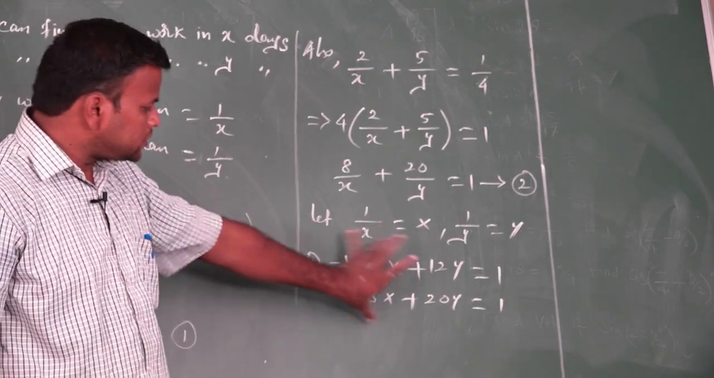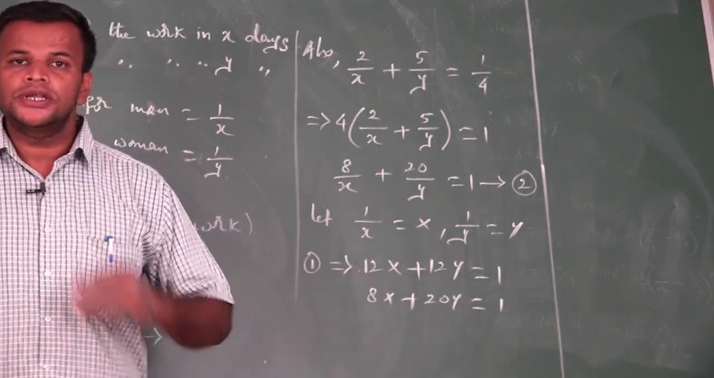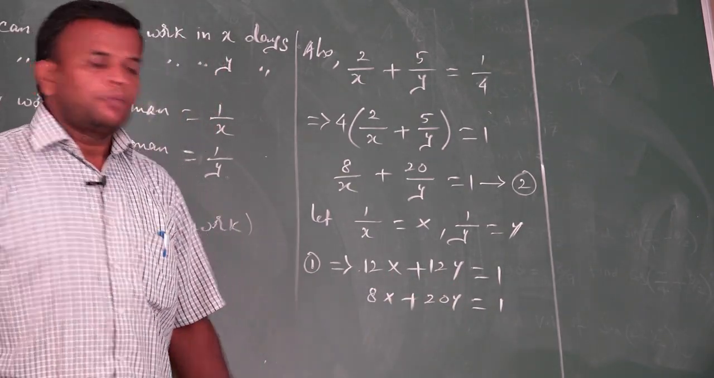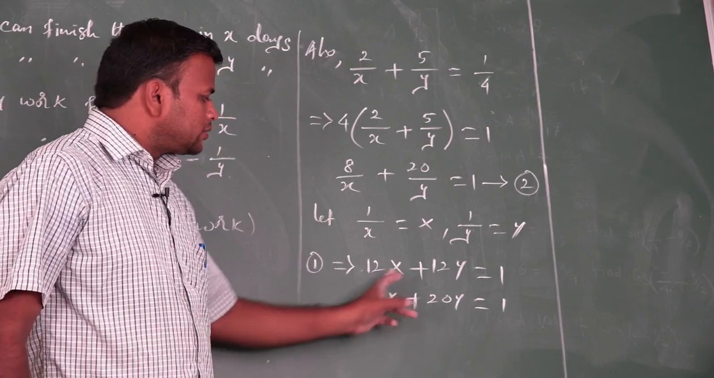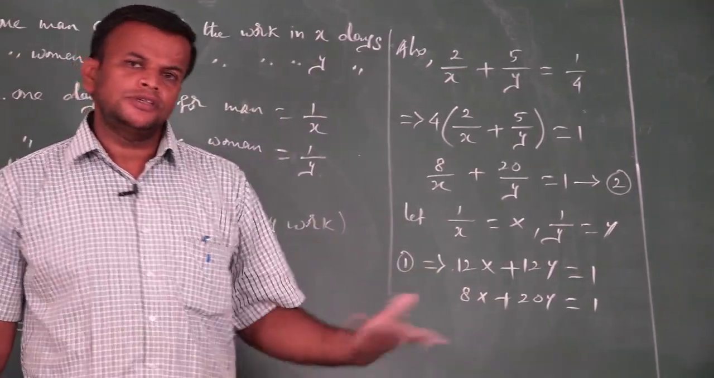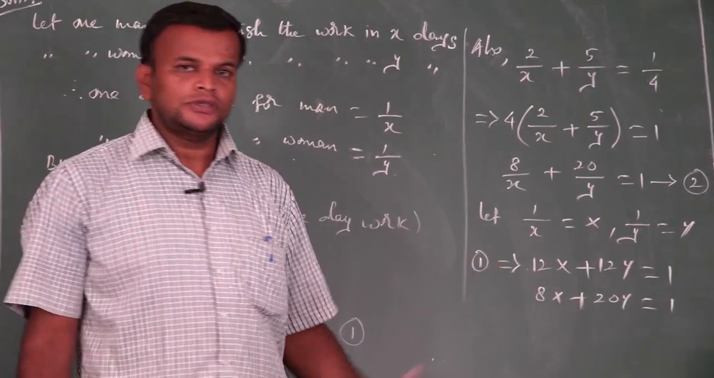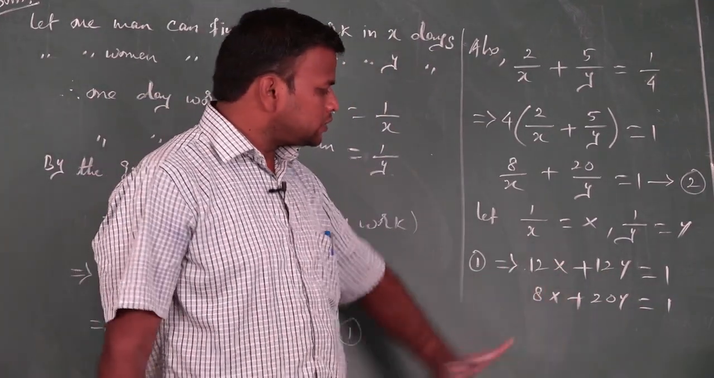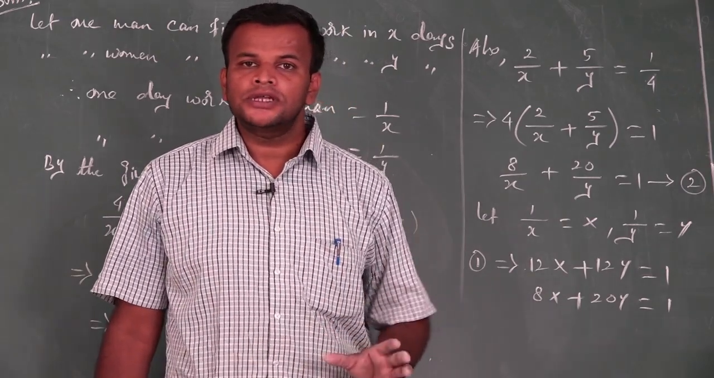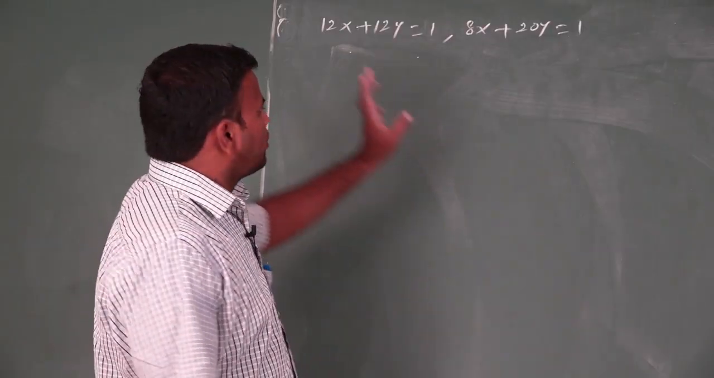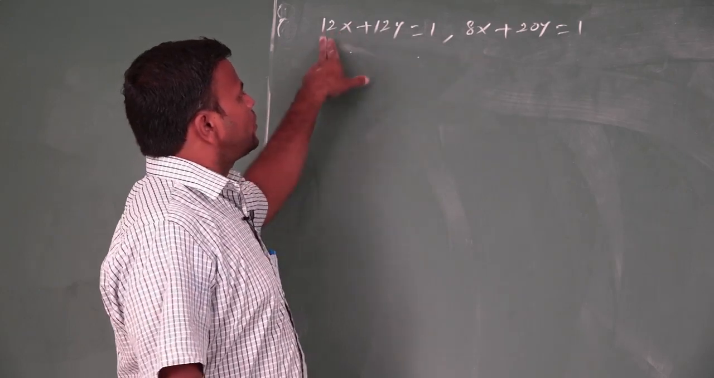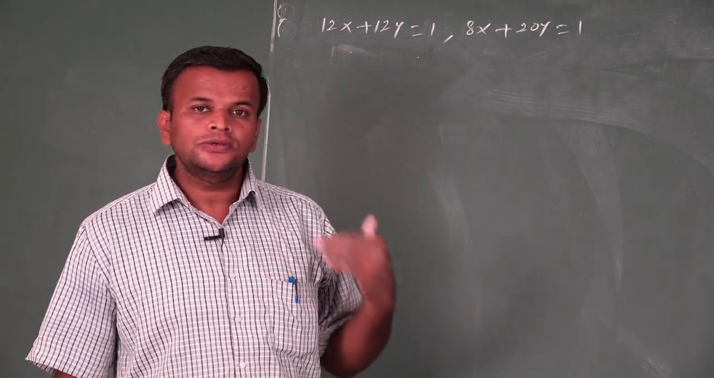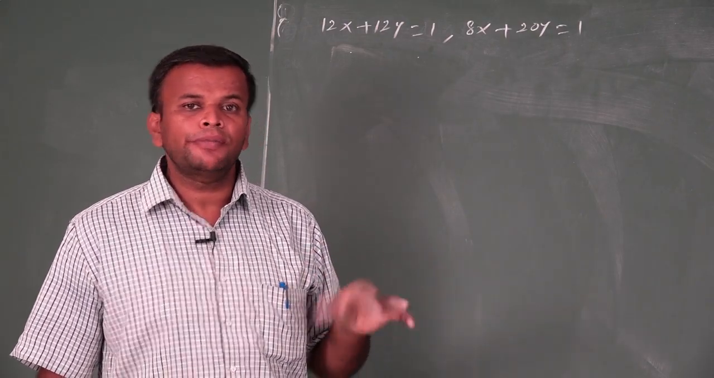Now to solve this equation by the matrix inversion method, usually small x and y are involved, but here x and y lie in the denominator, so I will take capital X and Y. It is your choice, you can take any other letters too, but I will take this X and Y. Now we solve these two equations by the matrix inversion method. For convenience, I again write 12X plus 12Y is equal to 1, 8X plus 20Y is equal to 1.